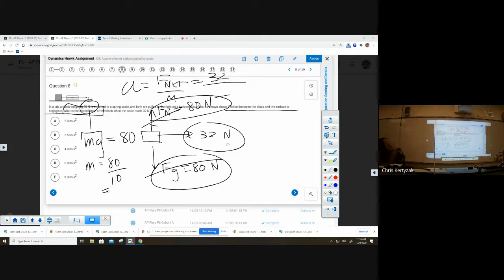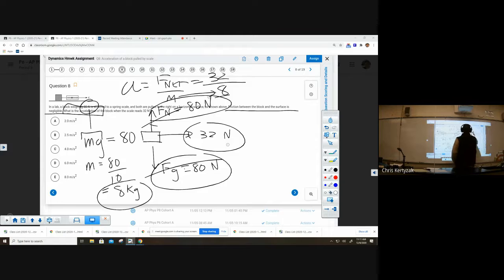I think it says 80, I wrote over it. It looks like an 80, which would have been 8 kilograms. And so that's the mass. You have to do that separately on the side, and then plug that in right here. 32 divided by 8 is 4. So the acceleration should be 4.